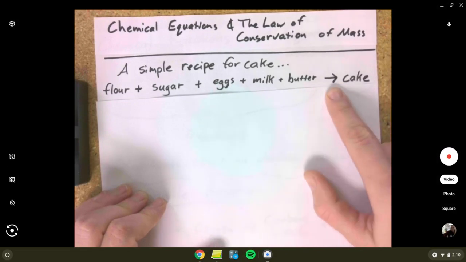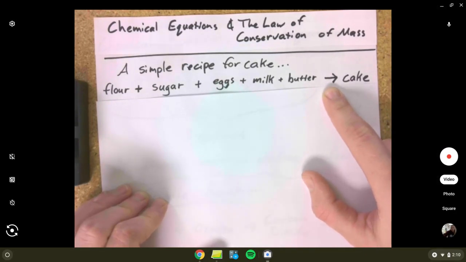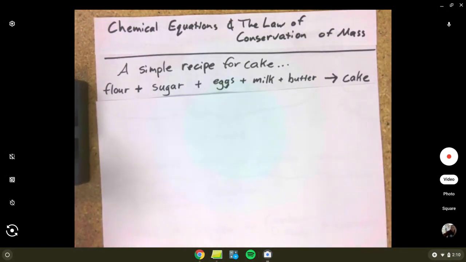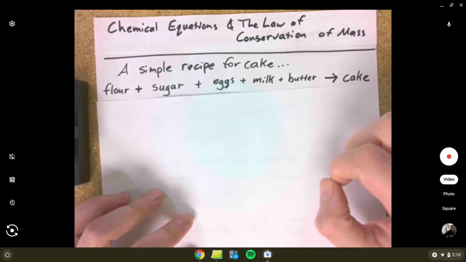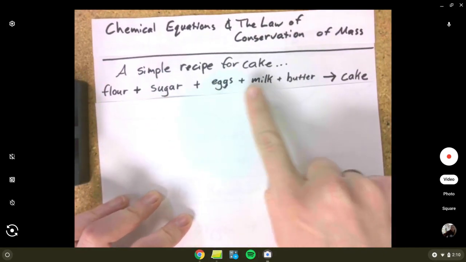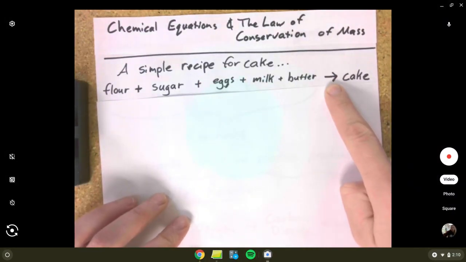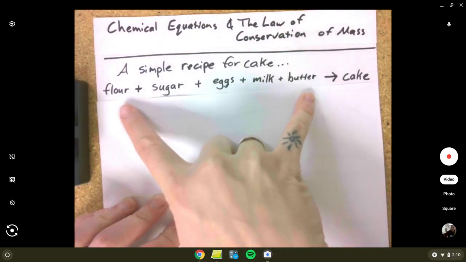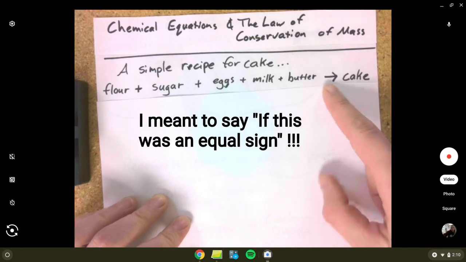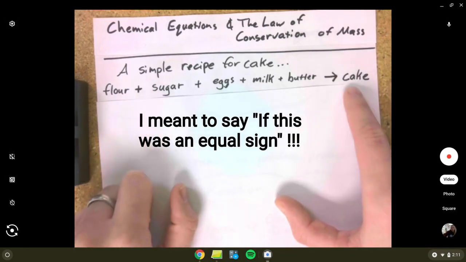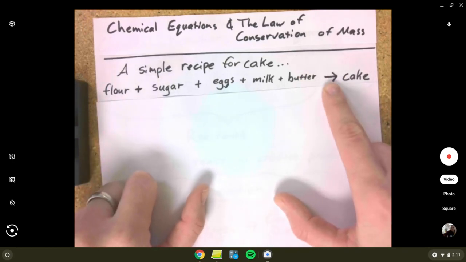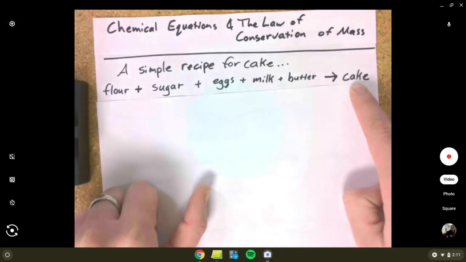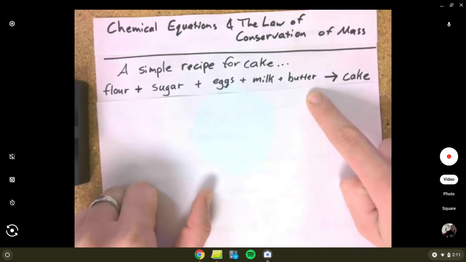Now, I want to talk real quick about the importance of the arrow instead of an equal sign, because this kind of looks similar to an equation you might see in math, except you're probably working with numbers and variables in math. We've still got plus signs, but the arrow is something a little bit different. The arrow tells us that this stuff becomes cake. If this was an equal sign, it would say that this stuff is the same thing as cake, and cake is the same thing as all this stuff. This arrow also tells us that this stuff can become cake, but cake cannot become this stuff, right?